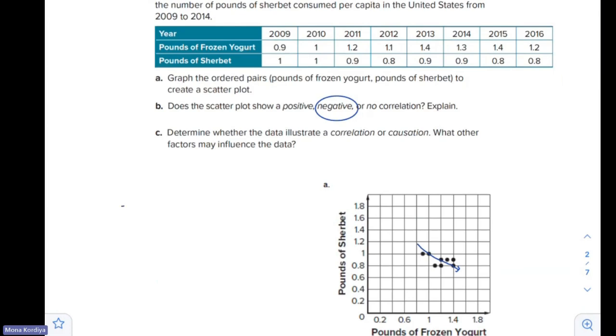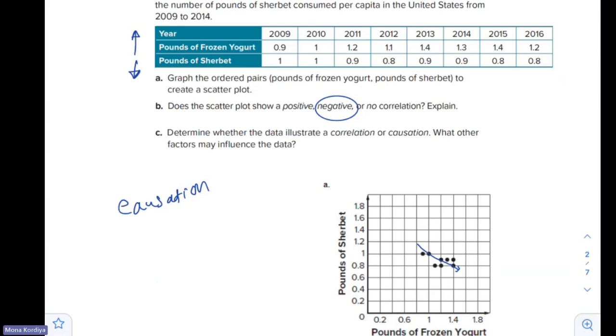So we can say it is causation somehow. It's correlation and causation, because the number of pounds of frozen yogurt affects the number of sherbet. As the number of pounds of yogurt increases, the number of sherbet juices, I mean bottles, will decrease.